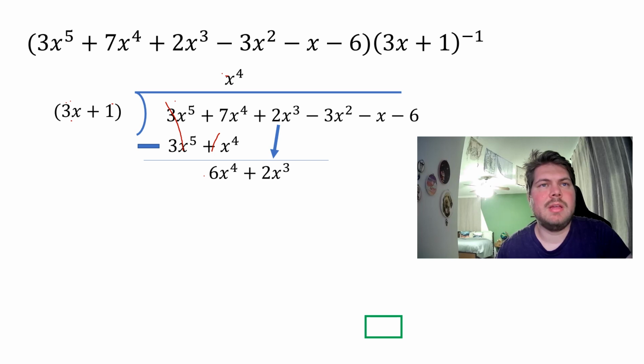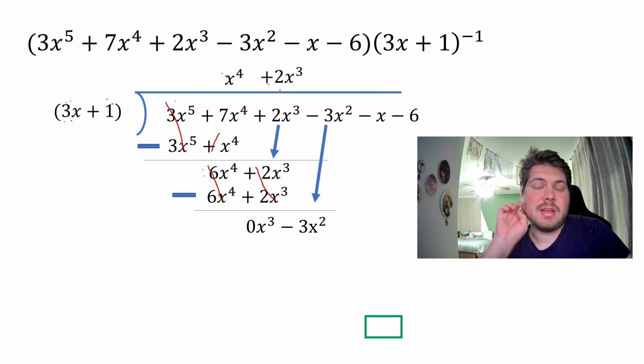Well, the 3, it's going to be 2 times. And then the x, we need 3 more x's. So 2x cubed. So 2x cubed times 3x gives us 6x to the 4th. 2x cubed times 1 gives us 2x cubed. Now we're going to subtract these. These cancel out, and then these actually end up canceling out. And then we carry the -3x squared down.